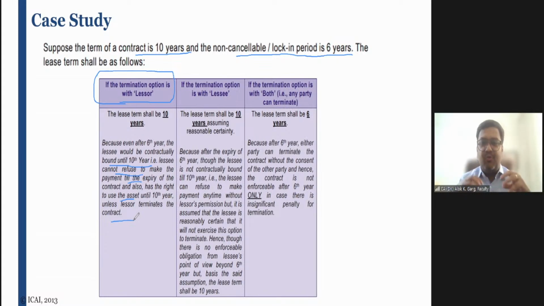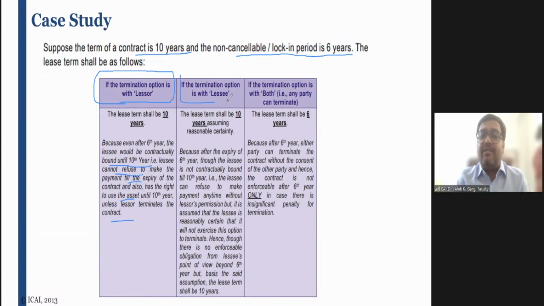So in my shoes, what is the situation? I am bound to pay the rental for 10 years if the lessor will not terminate. So I have to take cognizance of this situation. I have to take the lease contract period as 10 years, right? Clear? So if the option is with the lessor, then you need to take the full period as the lease period.